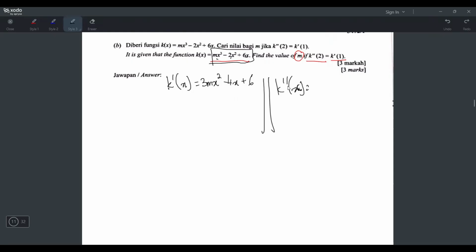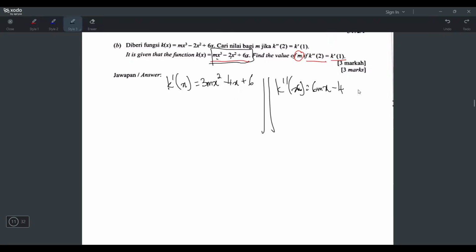Okay, now for the k double prime x, you do the same process, but you differentiate one more time. Differentiate 3m x squared, you get 6m x, because 2 times 3 is 6, and then power minus 1. Differentiate -4x is just -4, and then differentiate 6 is 0, and 0 you don't need to write.